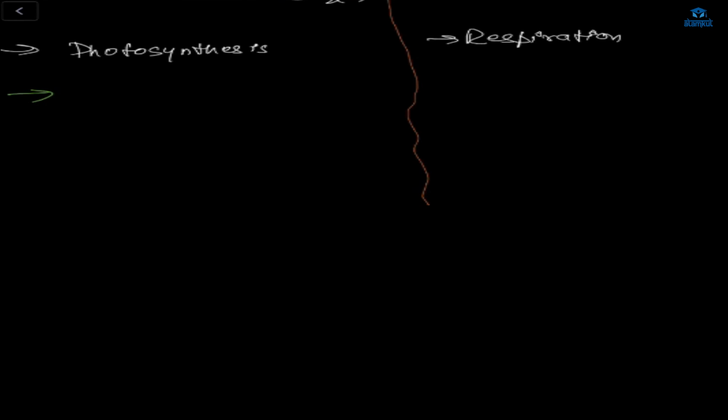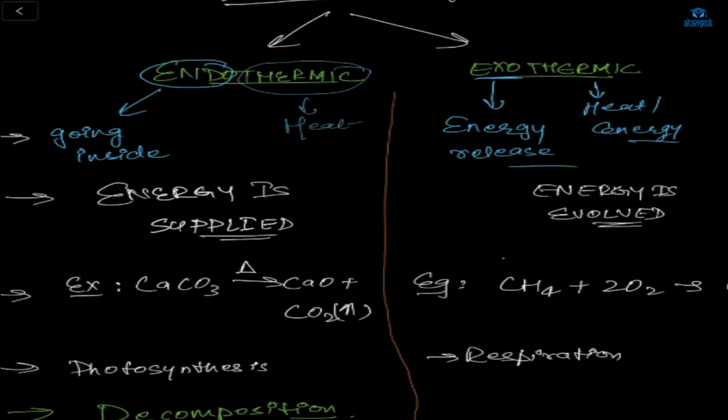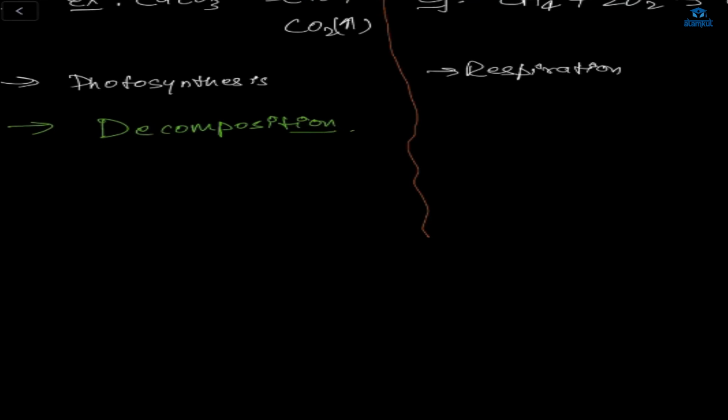Now, we can say that decomposition is also an example of endothermic. The energy which we are supplying, we will learn in three forms. Means in endothermic, my energy is supplied, right? So we will learn it in the three forms.